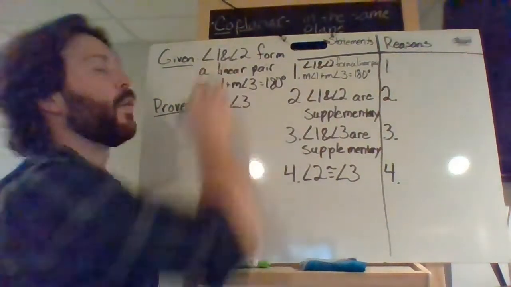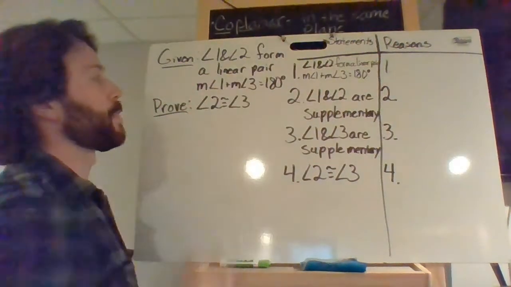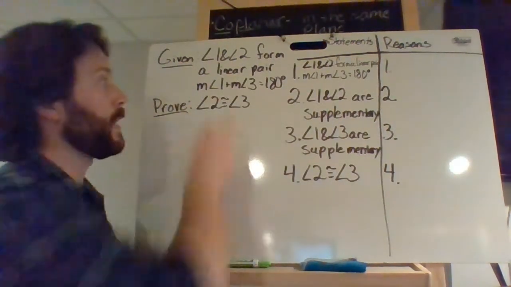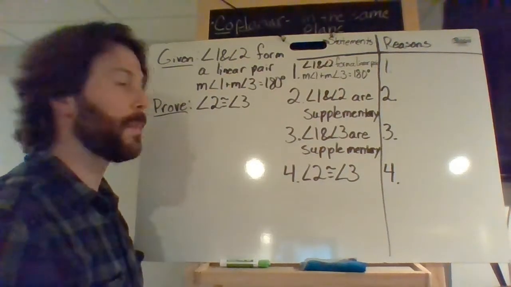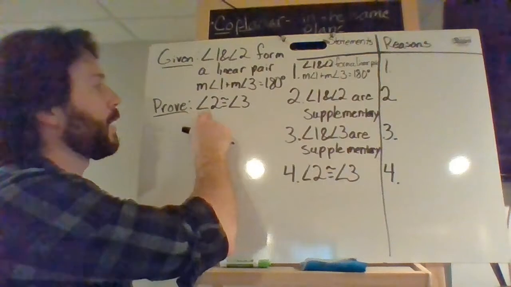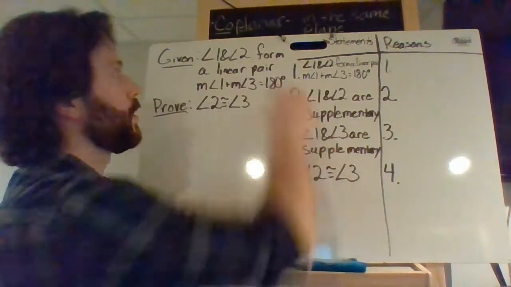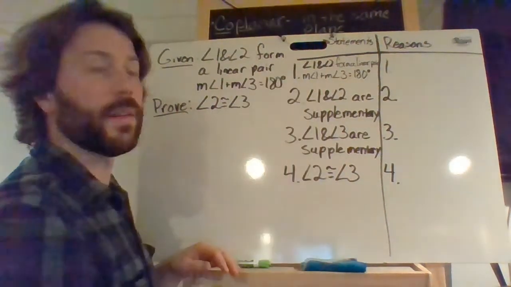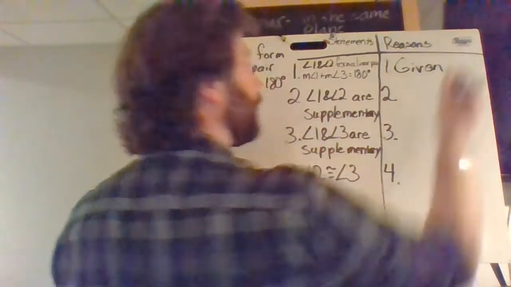We have here that angle 1 and angle 2 form a linear pair. The measure of angle 1 plus the measure of angle 3 equals 180 degrees. Now, angle 1 and angle 2 adding up to 180 degrees means they're supplementary. And we want to prove that angle 2 is congruent to angle 3. So we start the same place we always do. We rewrite the given as statement 1, and our reason is that it's given.